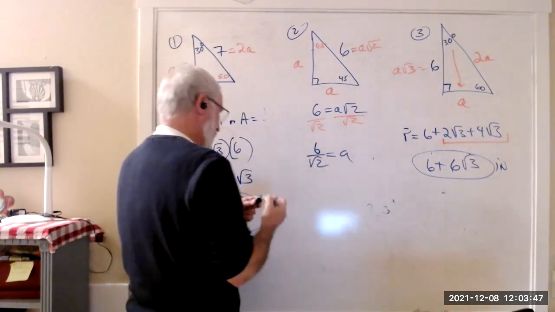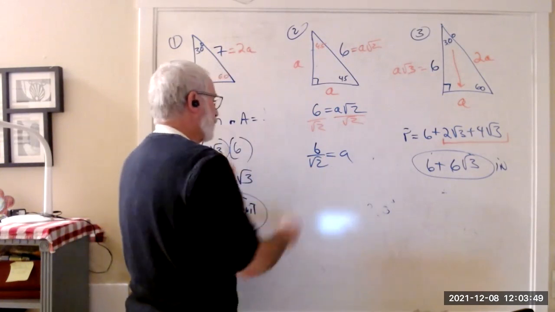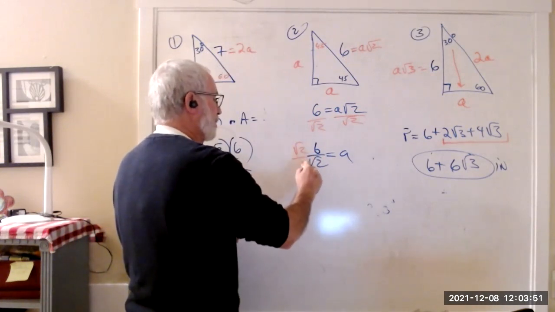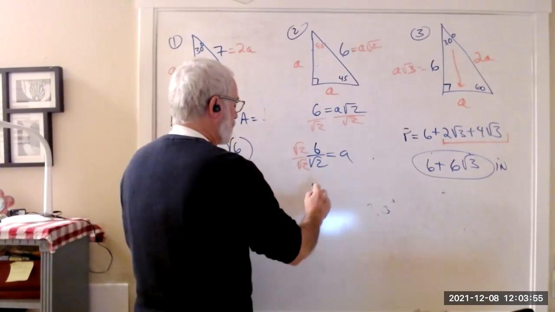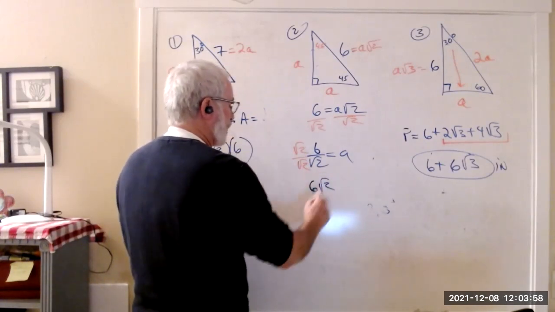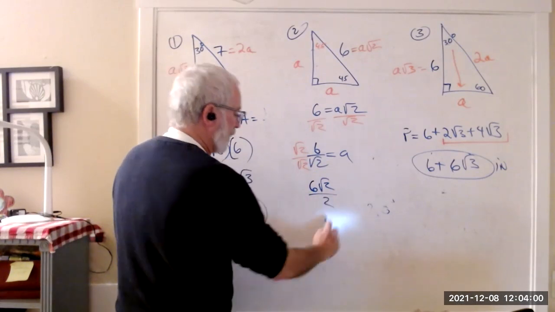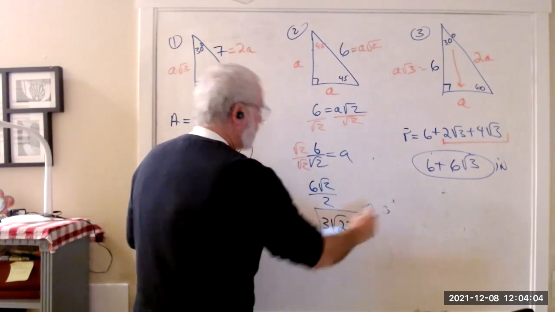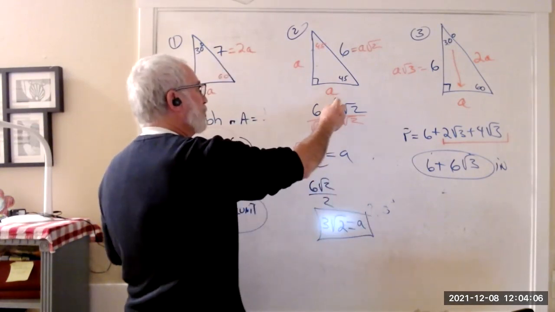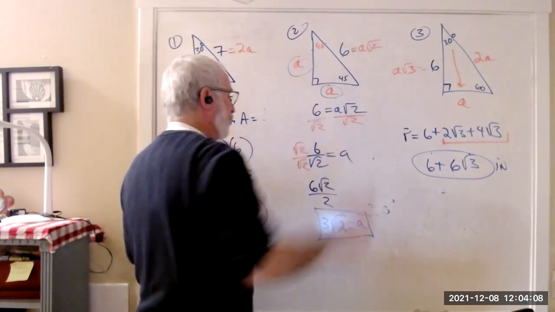Okay, and then you go, oh, I gotta rationalize the denominator. So this is 6 radical 2 on top over 2, divide 3 radical 2 equals A. So this was 3 radical 2, this was 3 radical 2, and you're done.